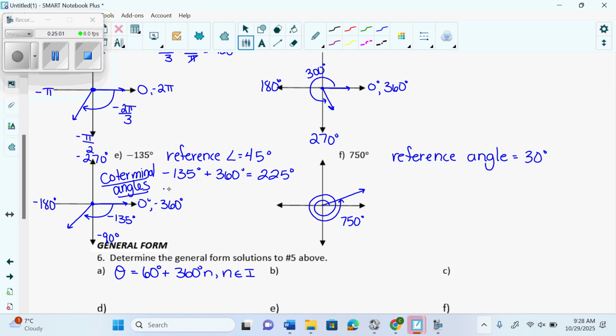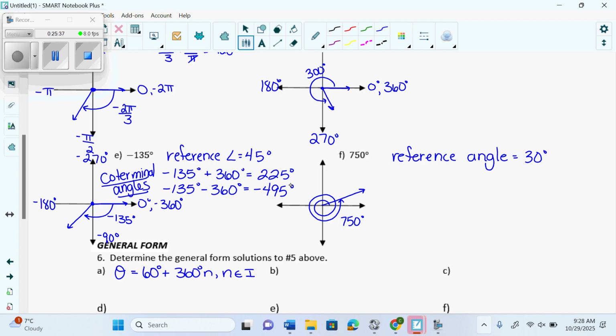225. If I do negative 135 minus 360, I get negative 495. Correct? I picked this one specifically because we're still in degrees. Yes? People like living in degrees. Eventually you won't mind radians, but right now most of you don't like it.